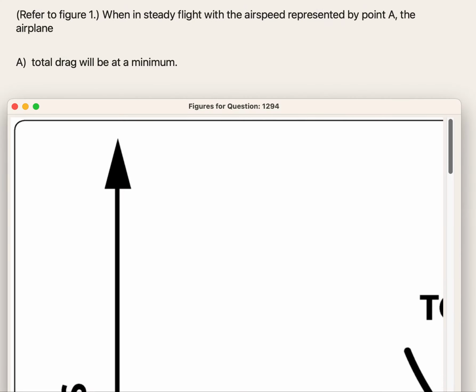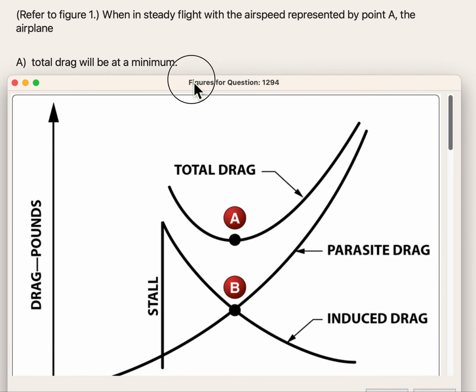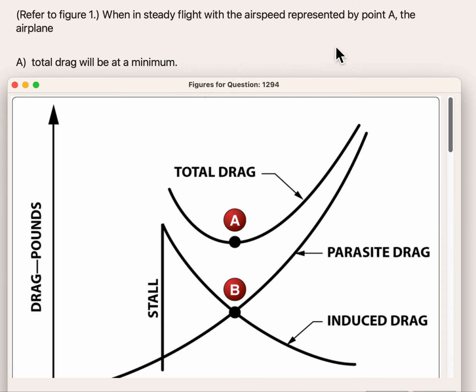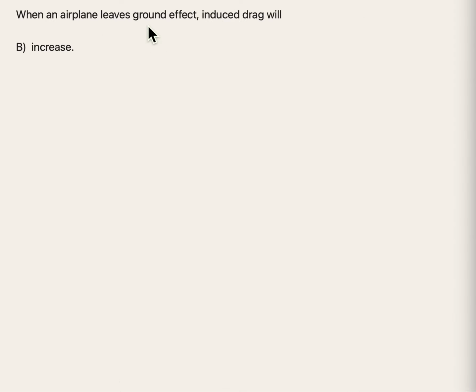All right, refer to figure 1. When steady in flight with the airspeed represented by point A, the airplane total drag will be at a minimum. That's easy. When an airplane leaves ground effect, induced drag will increase.